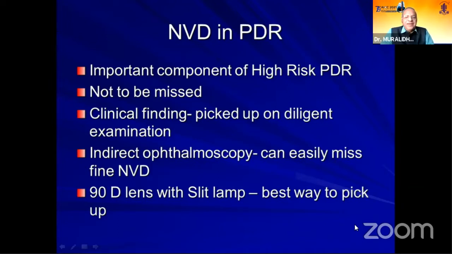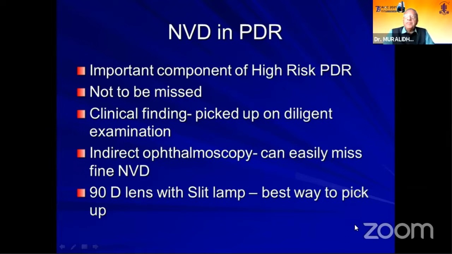Essentially, finding NVD is a clinical skill that is picked up on diligent clinical examination. As Dr. Kumar has already emphasized, indirect ophthalmoscopy is an important tool in overall examination of the retina, but might not be the best way to pick up NVD because we can easily miss the fine new vessels on the disc. Slit lamp biomicroscopy is the best way to pick up NVDs in all our patients with diabetic retinopathy.